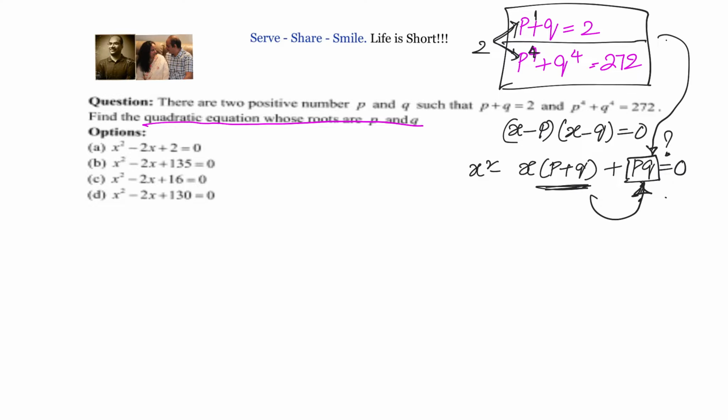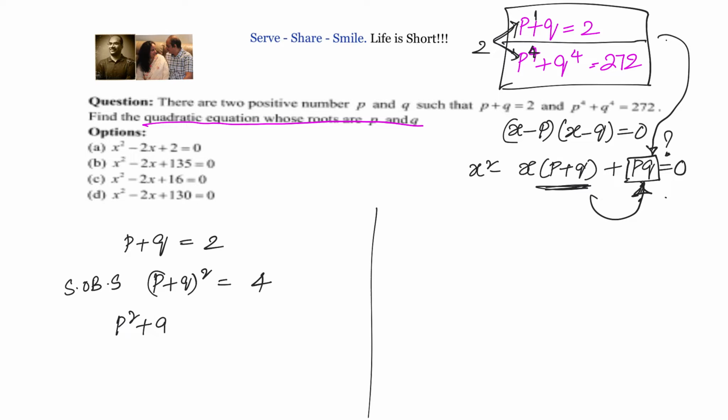I will write down p plus q equals 2. Now let us square it on both sides. We will have (p plus q) whole square equals 4, or can I say p square plus q square plus 2pq equals 4, or can I write p square plus q square equals 4 minus 2pq. This is our equation number 1.